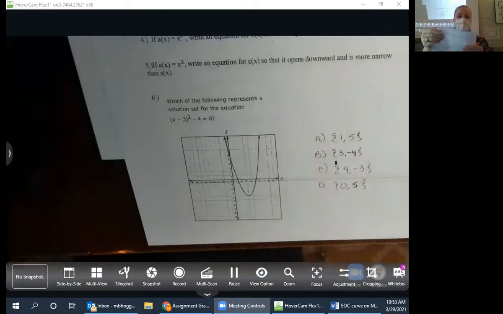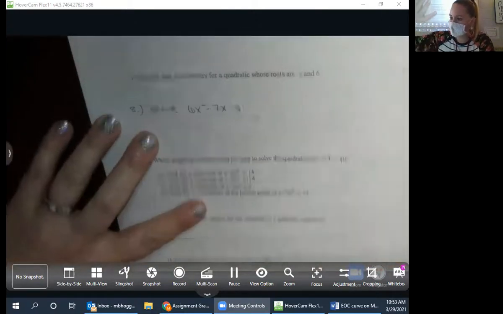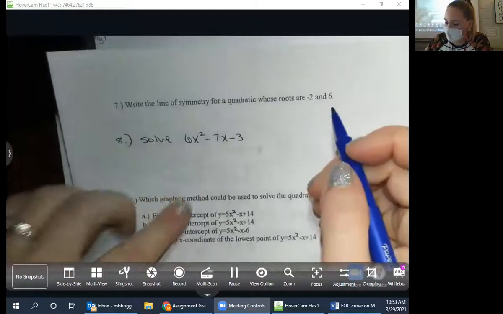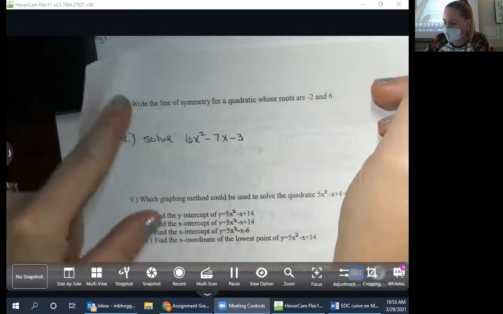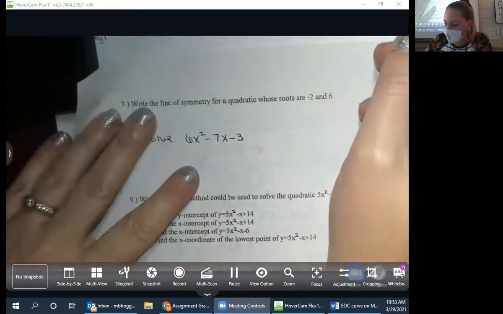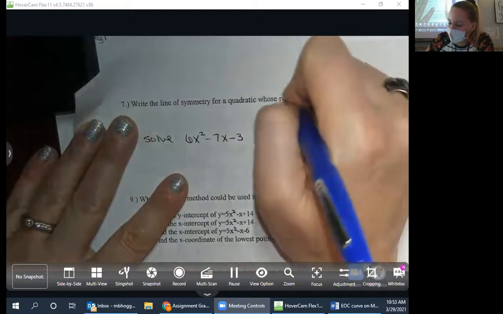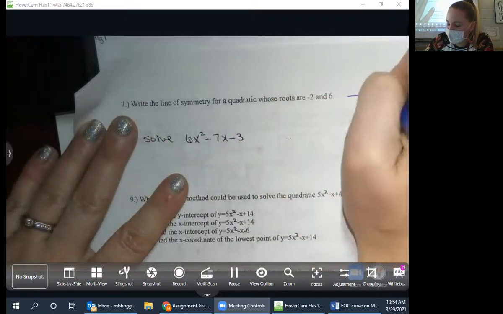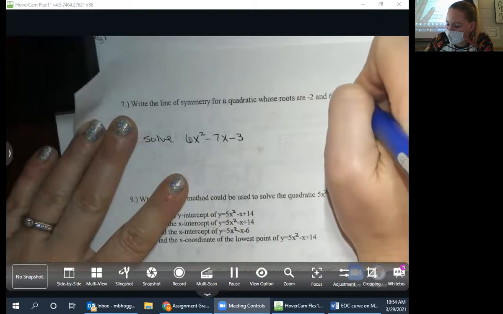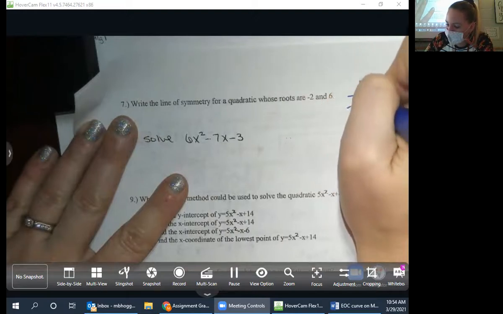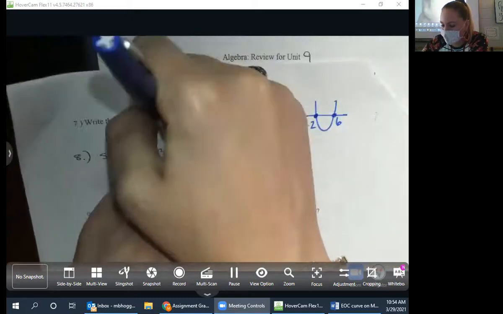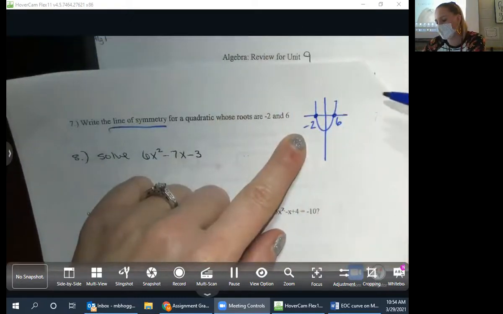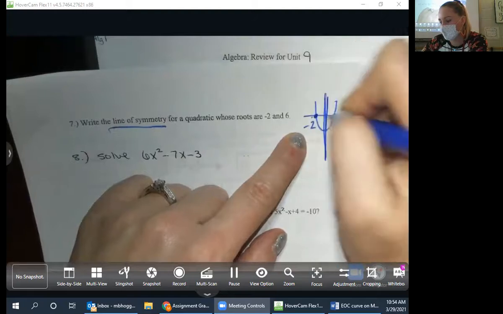Number 7 says, what's the line of symmetry for a quadratic whose roots are -2 and 6? Okay. So the roots, where it's crossing the x-axis, are at -2 and +6. I like to draw a picture so I can see what that looks like. It wants to know what the line of symmetry is. So it's the middle part, the part that splits it. The line of symmetry would be the middle of -2 and 6.